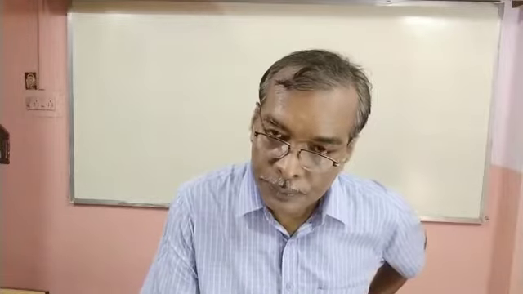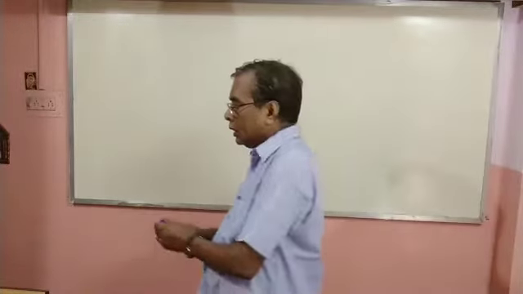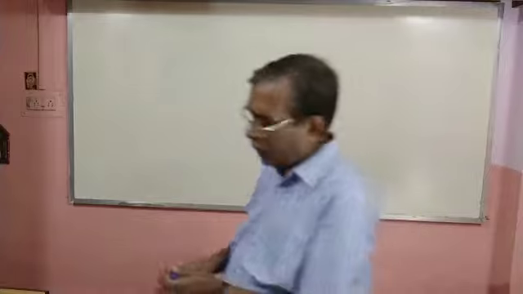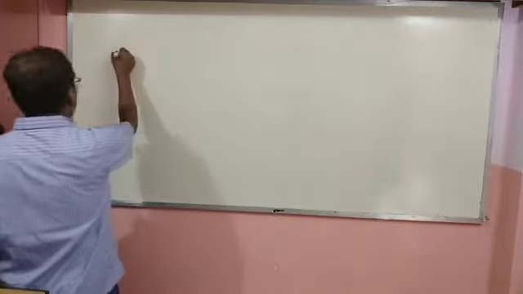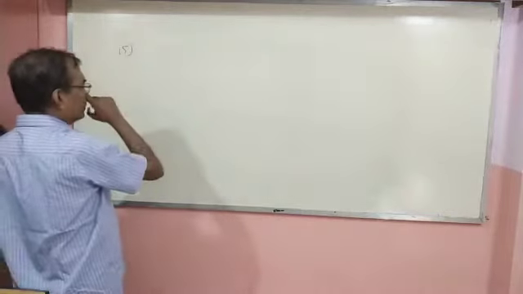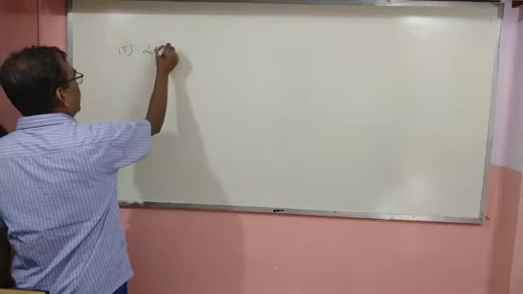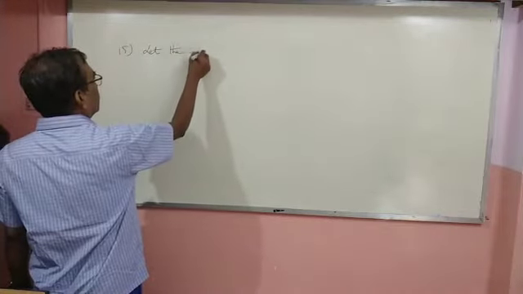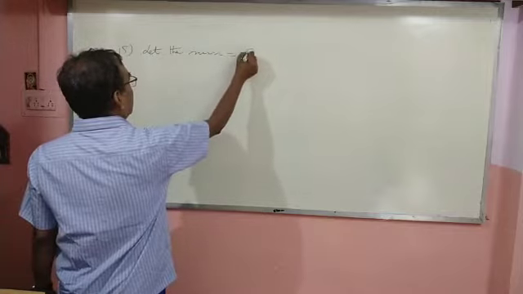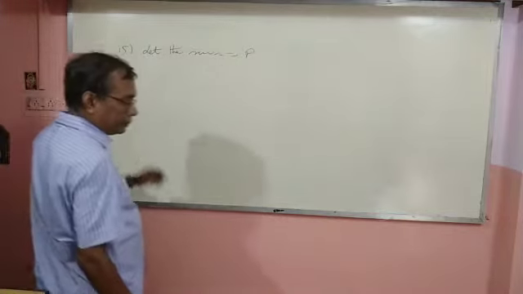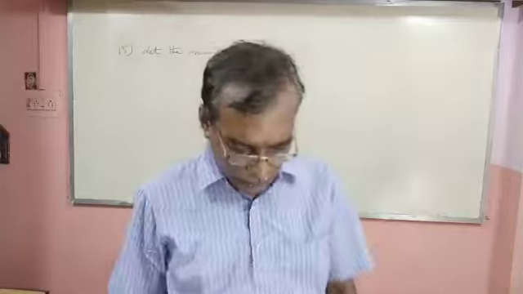Question number 15. The difference between CI and the SI on a certain sum for 3 years at 10% per annum is 93. Find the sum. Question number 15. Let the sum be P.